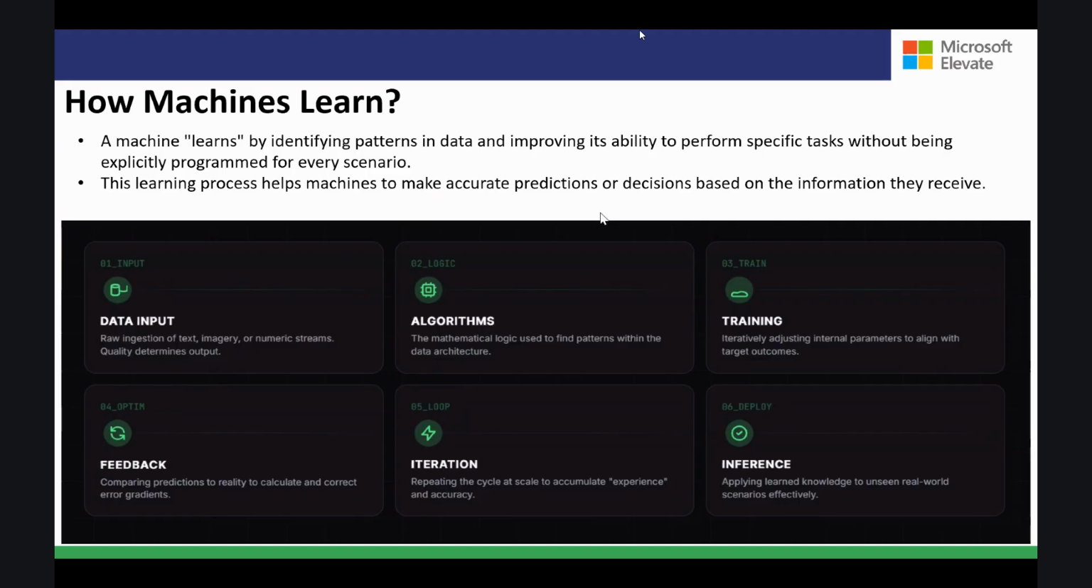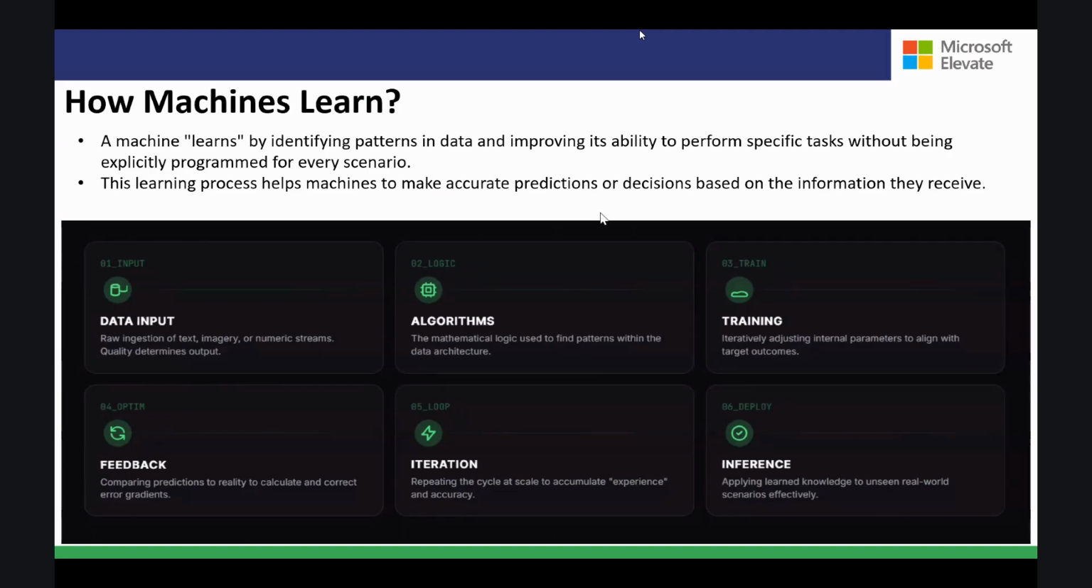You have to write the code, you have to program it. But in machine learning, you don't need to program it. You have to train it. And once you train it, you can just put it on the road and forget. It will do the work. It will automatically understand where to go, when to go.